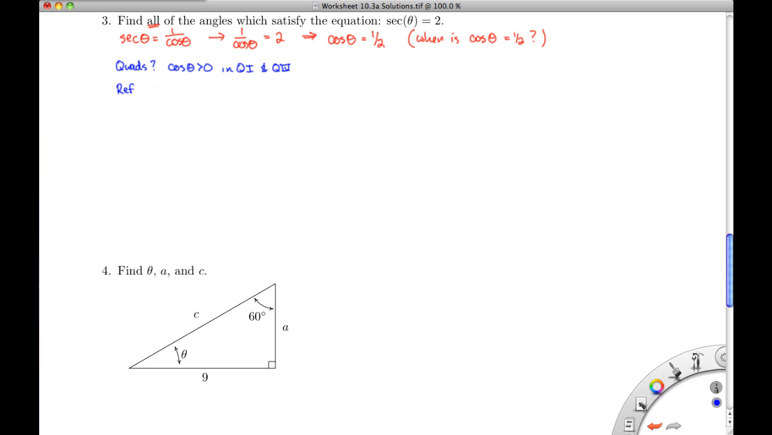Before we draw this, let's also make note of what our reference angle is going to be. The reference angle that we associate cosine and positive 1/2 with is theta equals pi over 3 or 60 degrees. So that's going to be the reference angle that we put in the first and the fourth quadrant. So now let's go ahead and get our sketch together. When we sketch this, we're going to sketch the first and fourth quadrants because that's really all we need here.